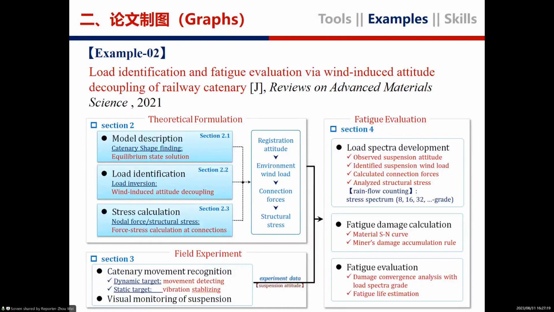For this one, we segment the article in three main parts: theoretical formulation, field experiments, and their support for fatigue evaluation. In theoretical formulation, we divide further into three subsections using very short phrases as model description, load identification, and stress calculation. They must be very short and clear enough to indicate their roles in this part. And the same rule follows in other subsections in other parts.